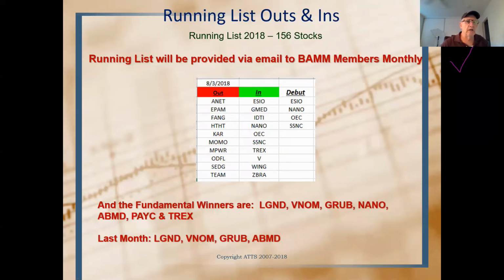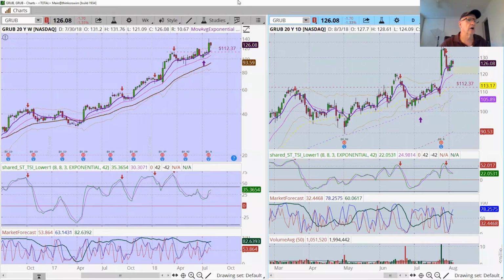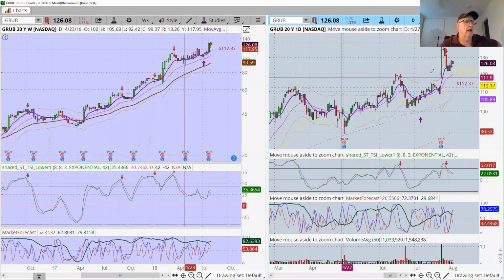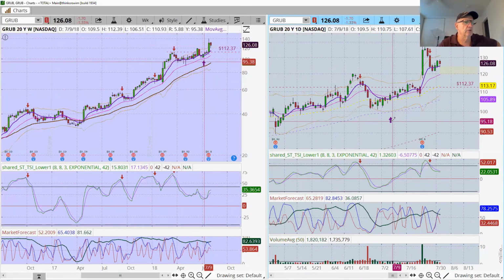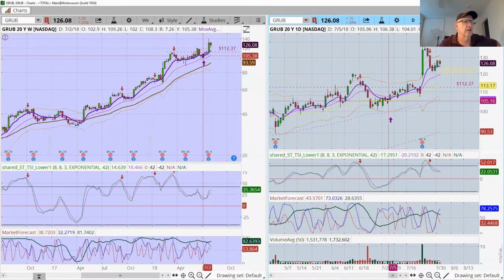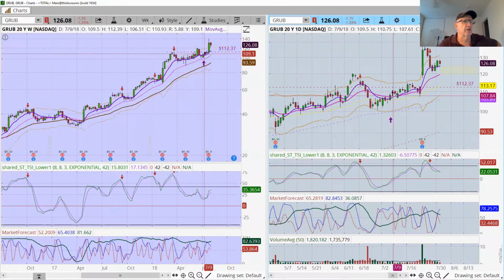One of the things I took a look at was, what would have happened if Grub had been on my list? Well, this little purple line here is when the last Bay Area Moneymaker was, when I posted this list. Did we get a buy opportunity with Grub in that time frame?